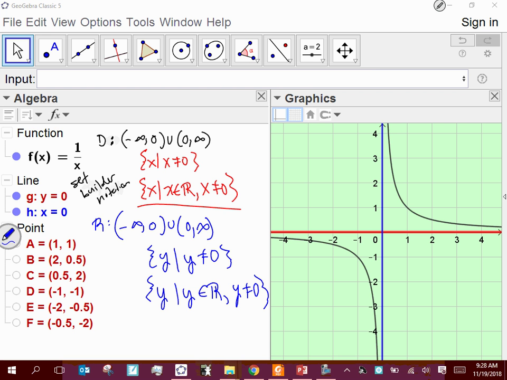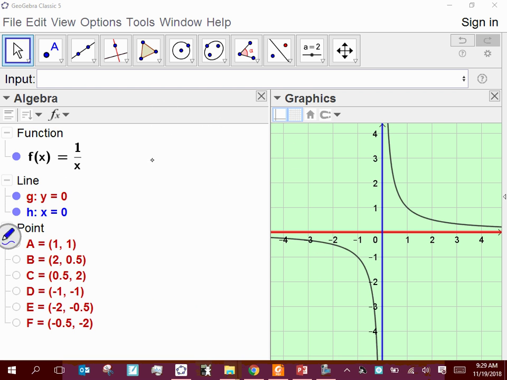Predominantly, WebAssign is going to use interval notation because it's easier for it to grade. But as you read text, example problems that I might give you, or worksheets, they might flip back and forth between those two notations. All right, so here's my question.